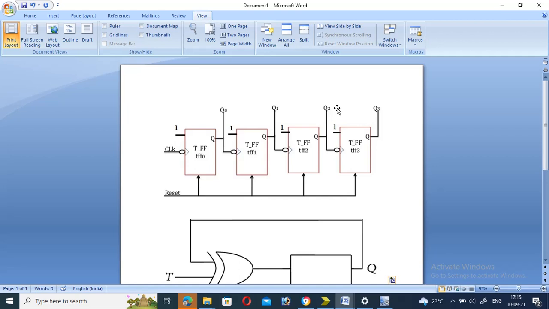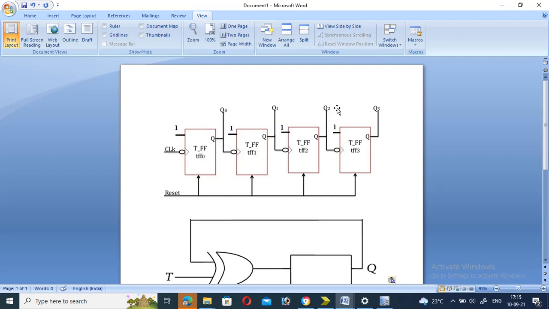In this video, we are going to design an asynchronous counter with the help of a T flip-flop. Then we will see how to write the Verilog code for the asynchronous counter with the help of a T flip-flop. Okay, so that is the basic agenda for this video.